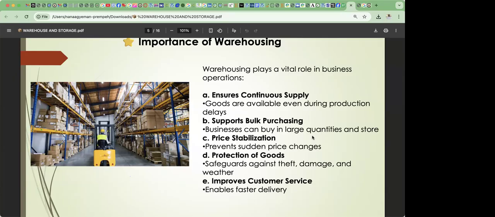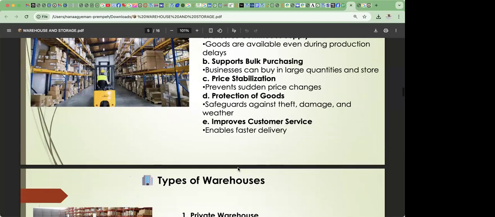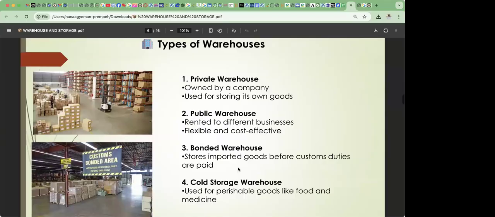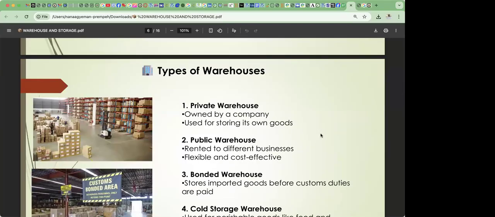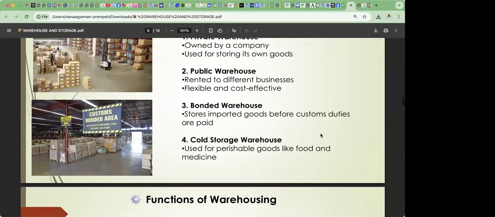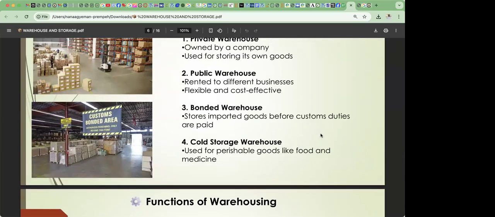And also, because you may have trained your warehouse operators very well, they're able to be quicker in ensuring that goods are released quickly. So there are various types of warehouses: private, public, bonded, cold storage, etc., etc.